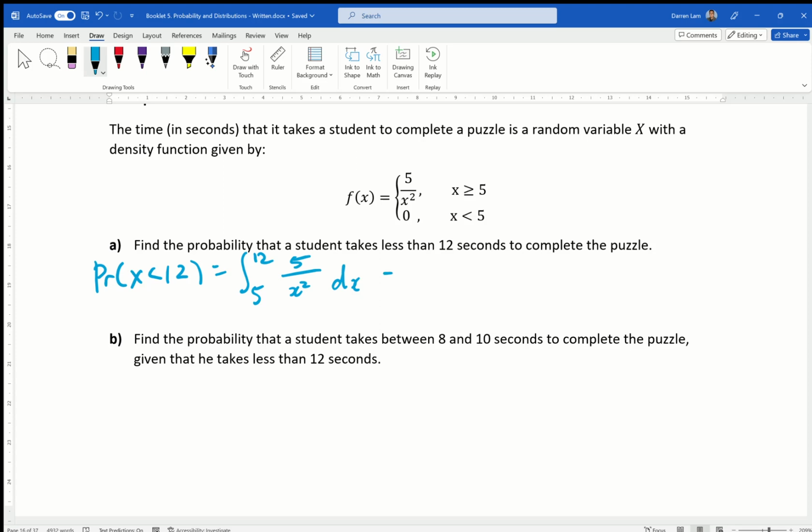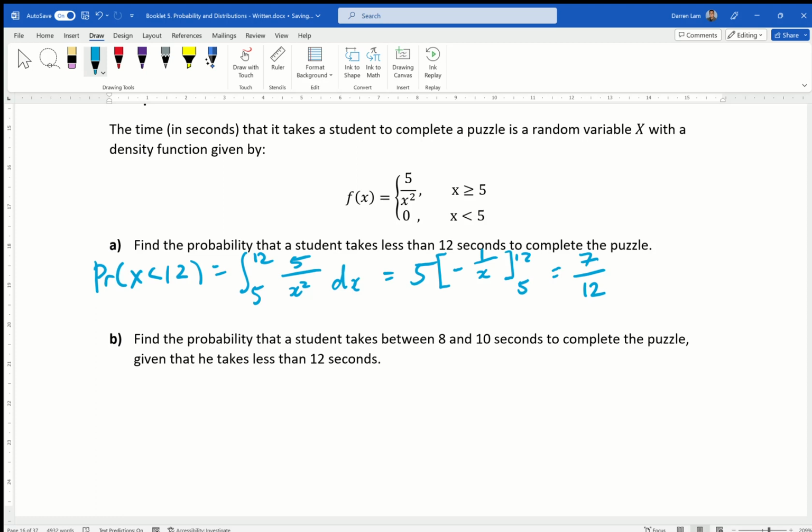This equals 5 with the square brackets to indicate integration, negative 1 over x, from 5 to 12, which is 7 over 12. Okay.